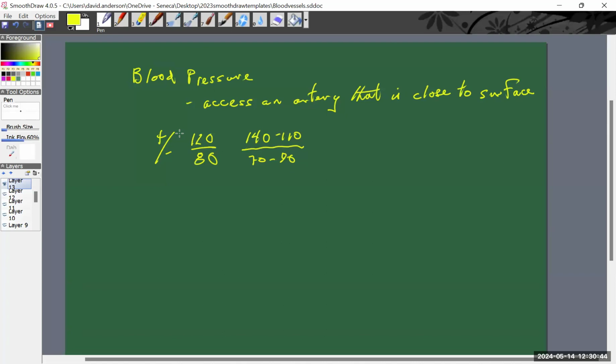And if it's too little, hypotension, we may not get enough delivery to cells and tissues, and that might result in dysfunction as well. So our goal is to try to maintain a blood pressure in this sort of range that we've described here. And we can also describe blood pressure as an equation.